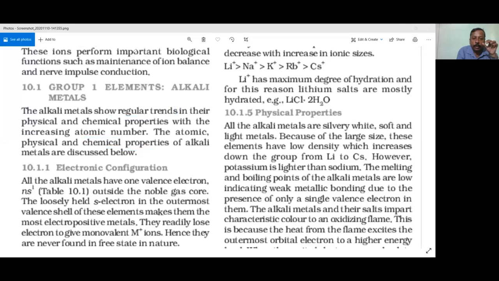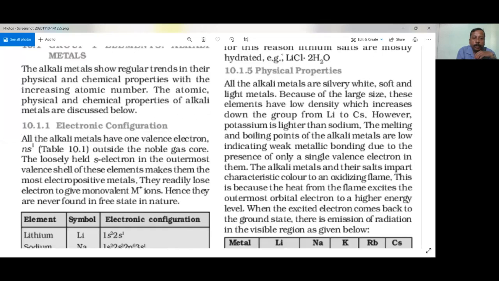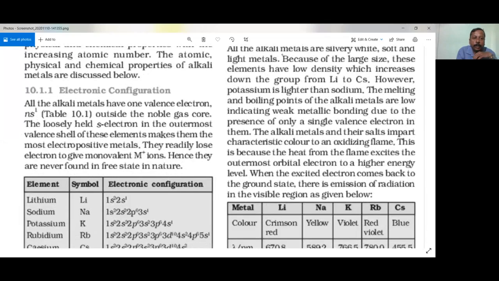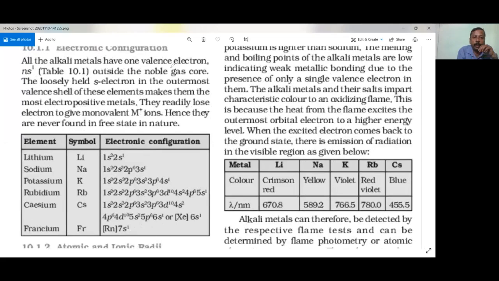So electronic configuration: alkali metals have only one valence electron. That is a very universally known fact, that alkali metals have only one valence electron.